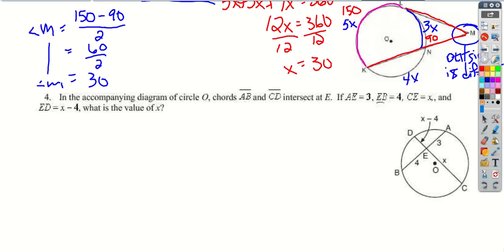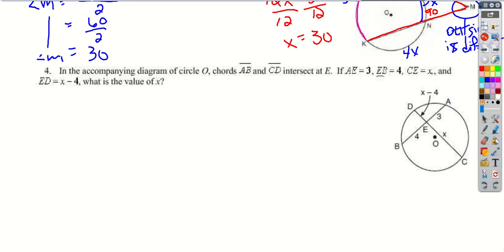All right. Number 4, remember we have the chords crossing in the circle. So anytime we have the chords crossing in the circle, we have our similar triangles, which basically means we're going to do part times part. So from this chord, we're going to multiply these two parts together. So ED times EC, and then part times part for the second chord.